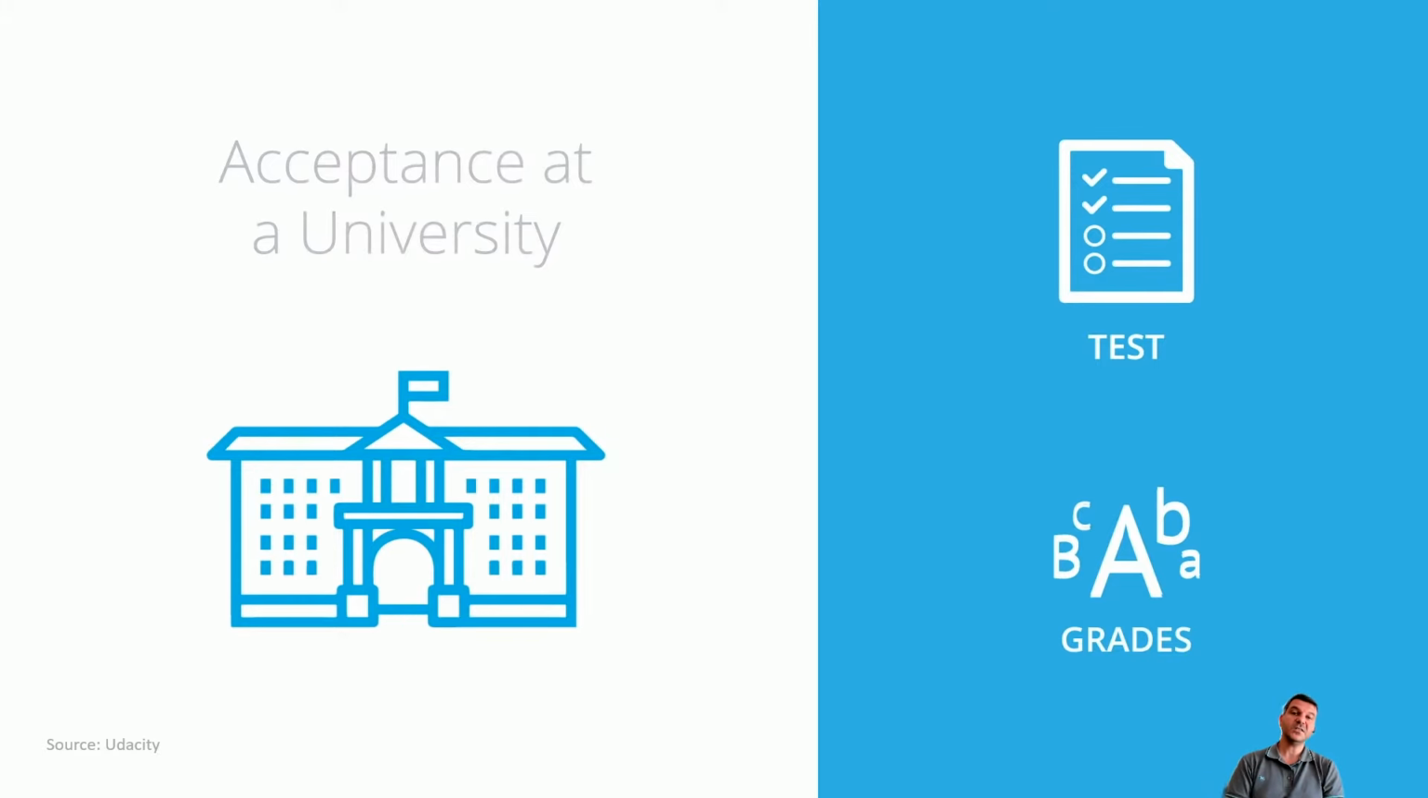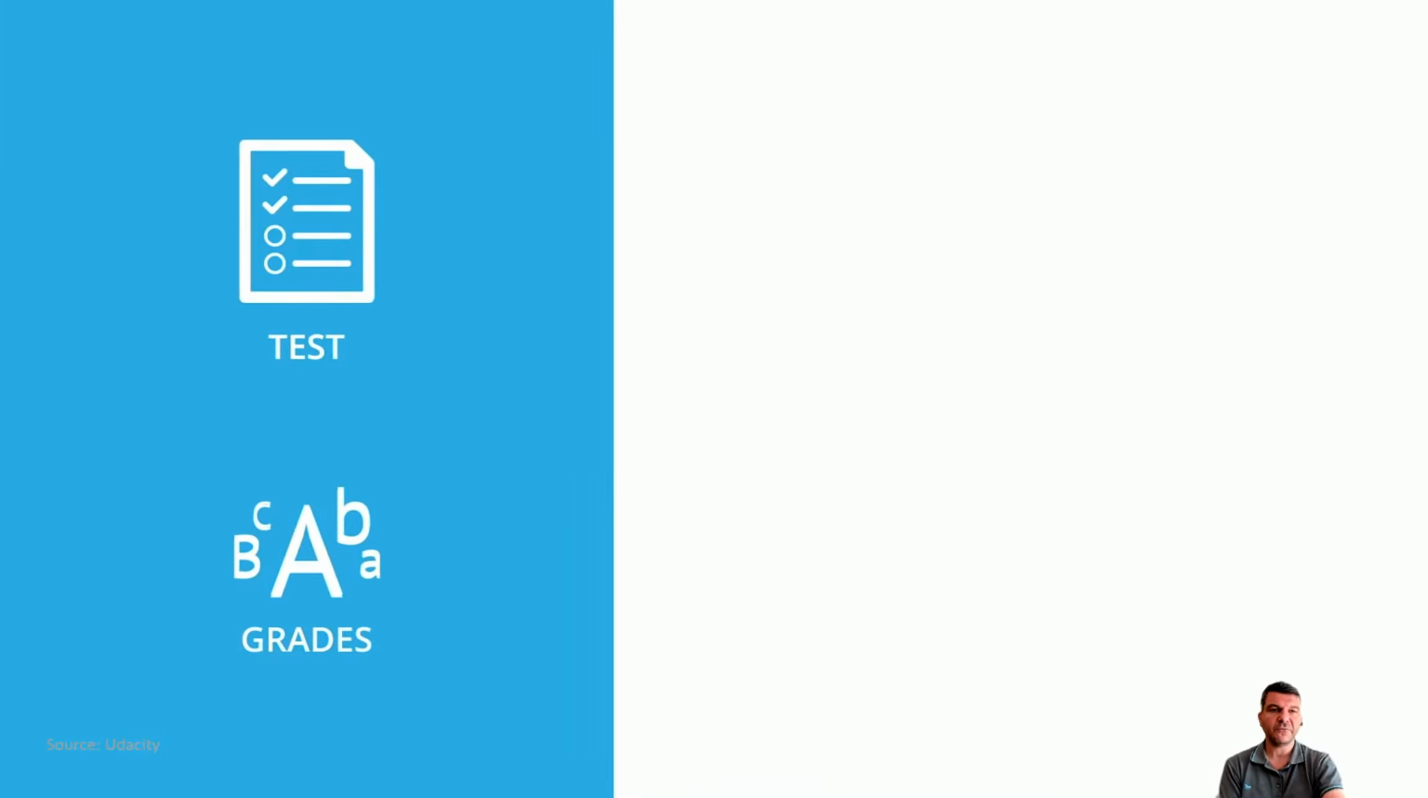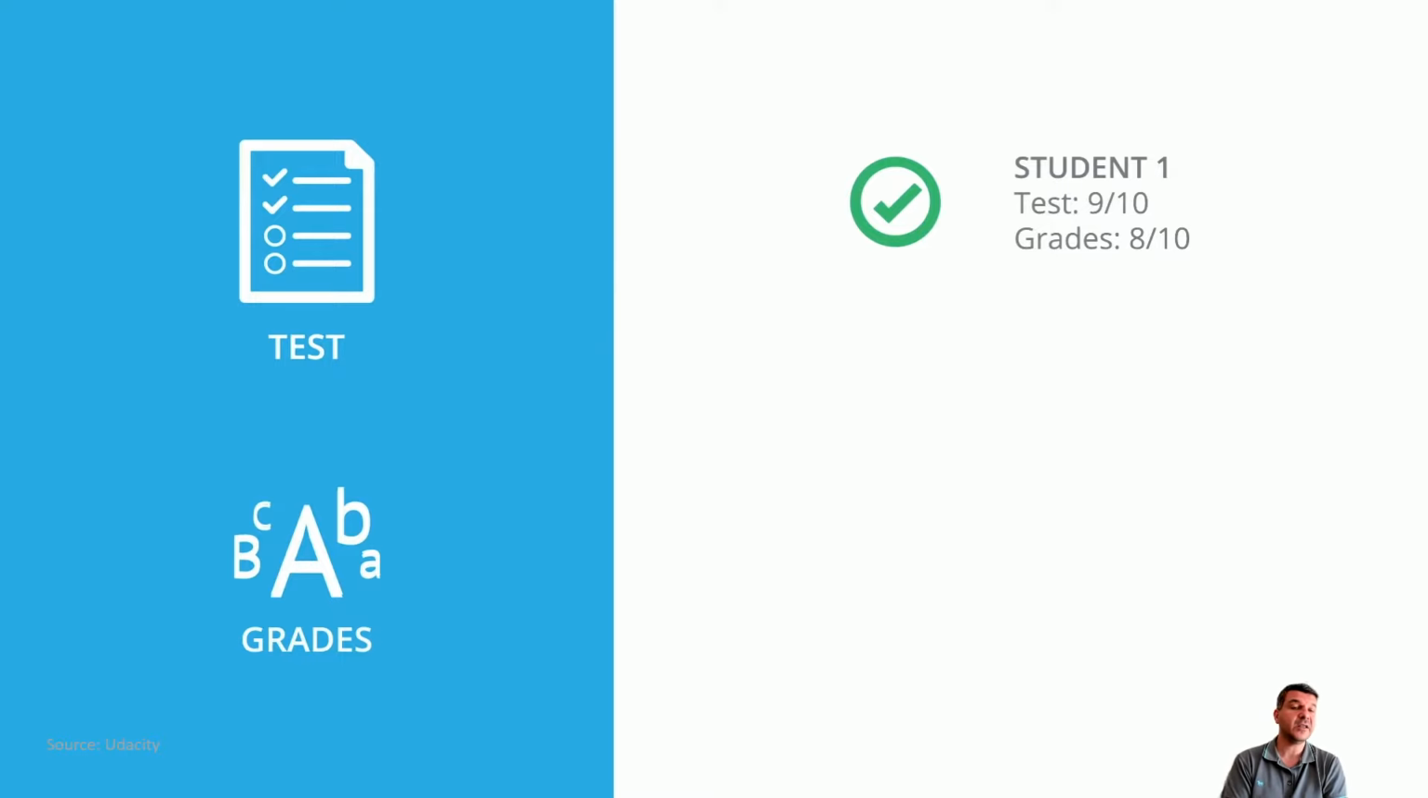So let's continue and say that we have the example of acceptance at the university. In order to accept students at the university, let's say that we take two things into account: the test grades and the grades. So these are the two things that we will take into account in accepting or rejecting a student. So let's say that we have the first student who did really well. I mean, he got a 9 out of 10 on the test and had an overall 8 out of 10 in the grades.